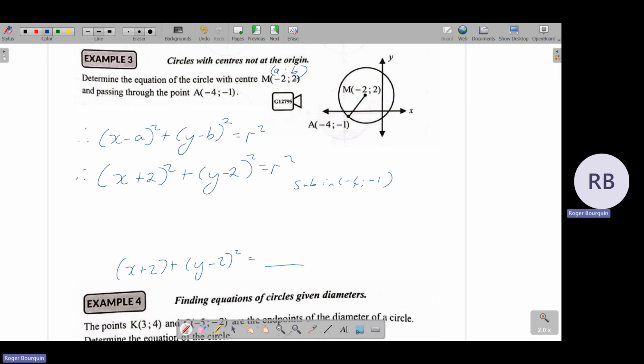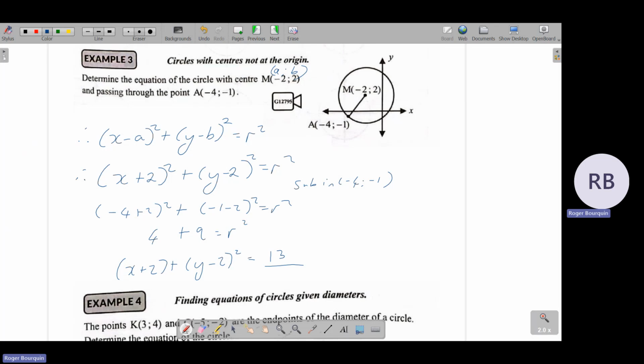You square it, okay, so I would just sub this point into the equation. You could use the distance formula, but if I do it this way, I get (-4 plus 2) squared plus (-1 minus 2) squared is R squared. -4 plus 2 is -2, -2 squared is 4, -3 squared is 9. So you get R squared is equal to 13. If you use the distance formula, you should get the radius as root 13.